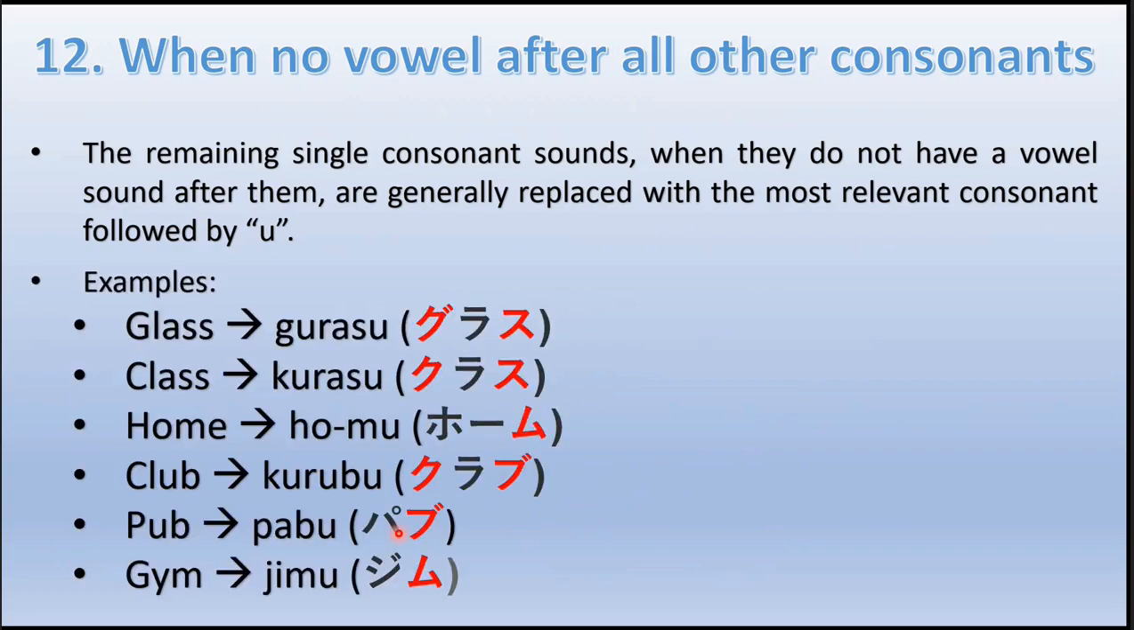Example, glass becomes gurasu. These syllables are gu, ra, su, and when we pronounce it as a word, it becomes gurasu. Class, kurasu. Home, home. Club, kurubu. Pub, pabu. Gym, jimu. In each of these, you can see that the ending consonant ends with a u sound, because there is no vowel after the consonant.